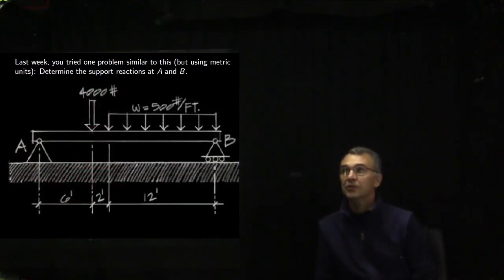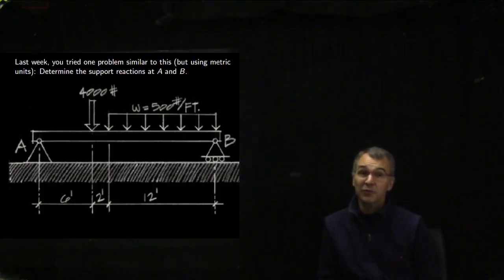In class recently you tried one problem similar to this one, but we used metric units because we really prefer metric units. So there was one concentrated load and one distributed load. I think the problem you tried in class had only one distributed load and no concentrated load. And you want to find the support forces at A and at B. I so dislike US customary units, I'm going to pretend that where this diagram says pounds, it really means Newton. And I'm going to pretend where it says feet, it really means meters.